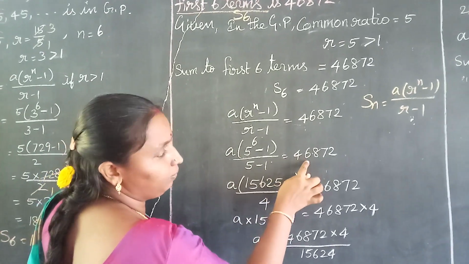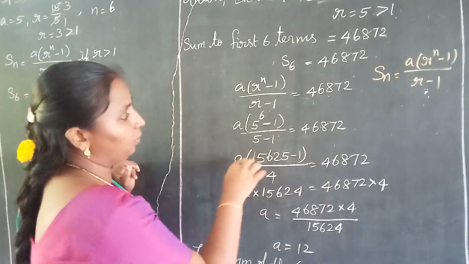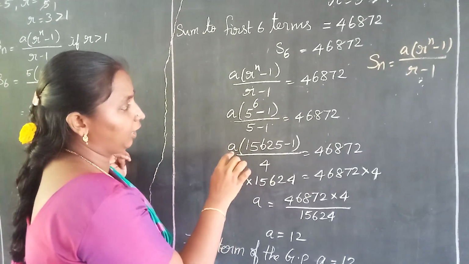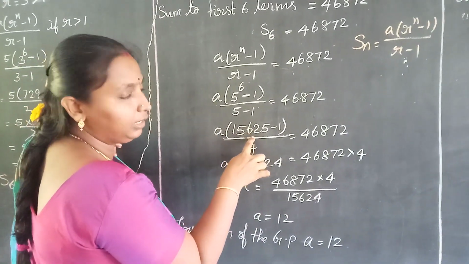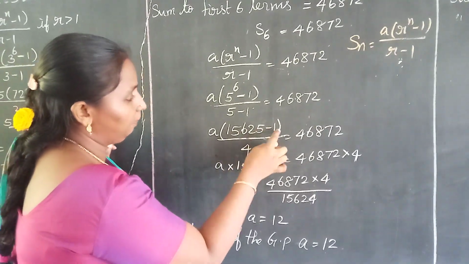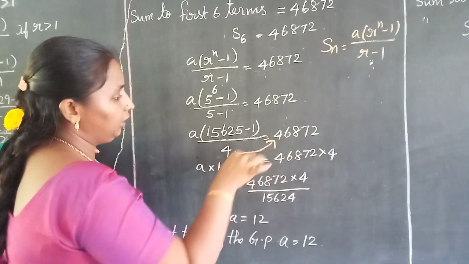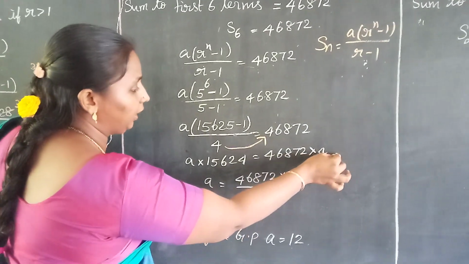Now 5 minus 1 equal to 46,872. 5 minus 1 will get 4. 5 power 6, multiply 5 by 6 times, and you will get 15,625 minus 1 by 4. So subtract these two and you will get 15,624. Send this 4 to the RHS, now it will multiply into 4.